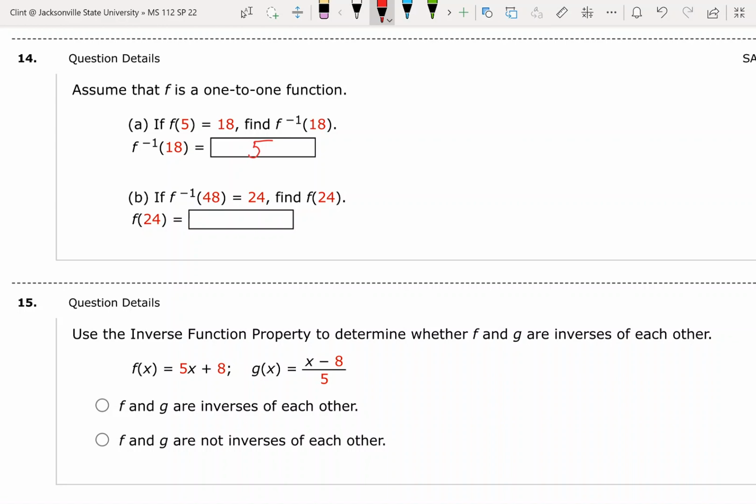Part B says the same thing is true if you start with the inverse, nothing changes there. It says if f inverse of 48 is 24, what's f of 24? 48. Okay. So inverses switch.